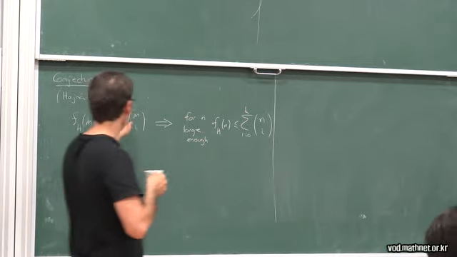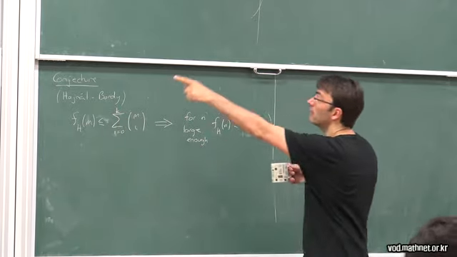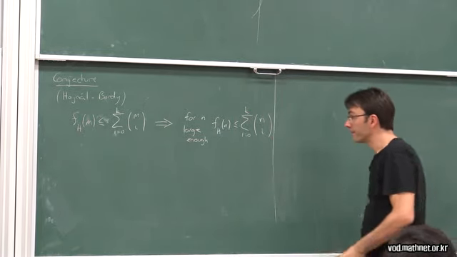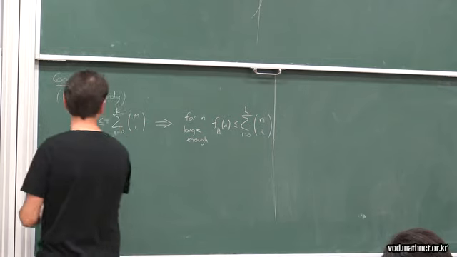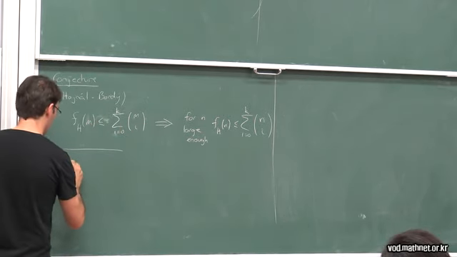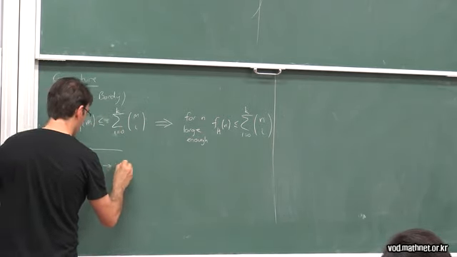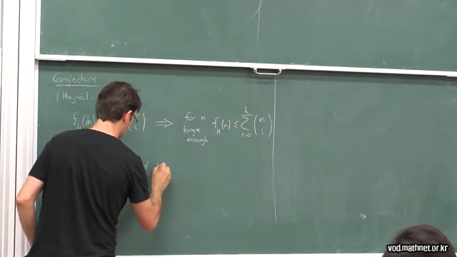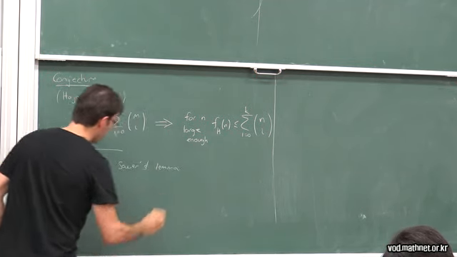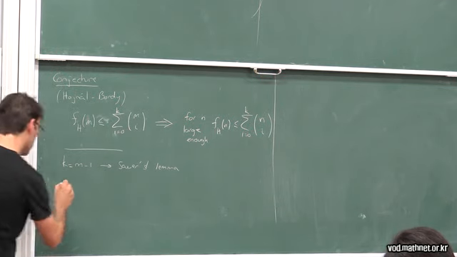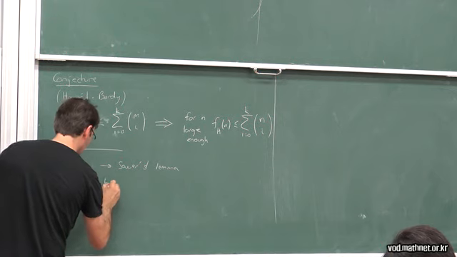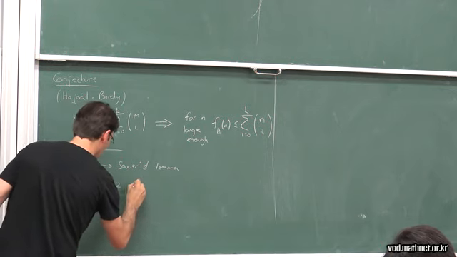So if you set k to be equal to m minus 1, you get exactly the lemma over there. Okay, so k equal m minus 1, that's Sauer's Lemma. It's also known to be true for k equal 2, m equal 4.